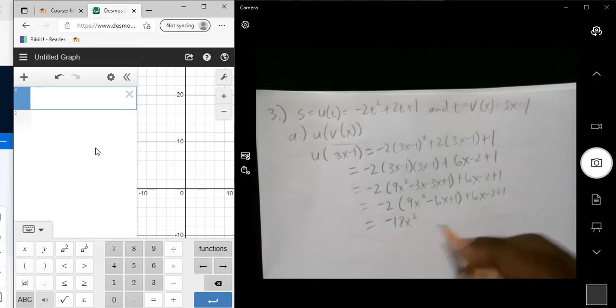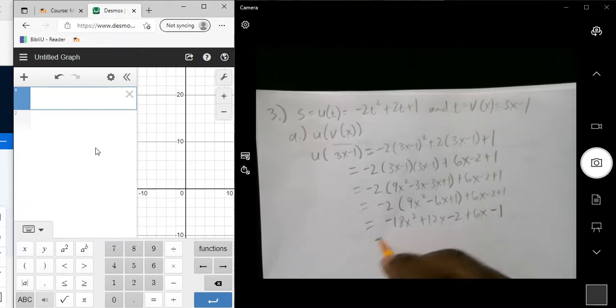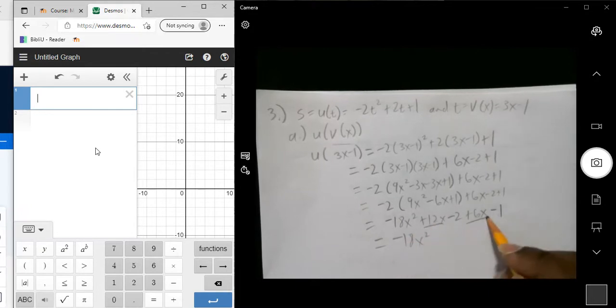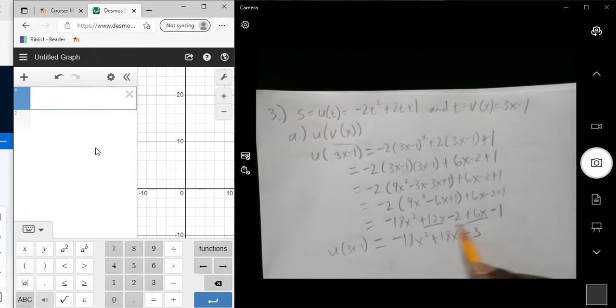It'll be negative 18x squared plus 12x minus 2 plus 6x, and negative 2 plus 1 would be minus 1. So we had negative 18x squared, 12x and 6x is 18x. Negative 2 minus 1 is a negative 3. So u of 3x minus 1 is negative 18x squared plus 18x minus 3. Now that would take care of 3a.